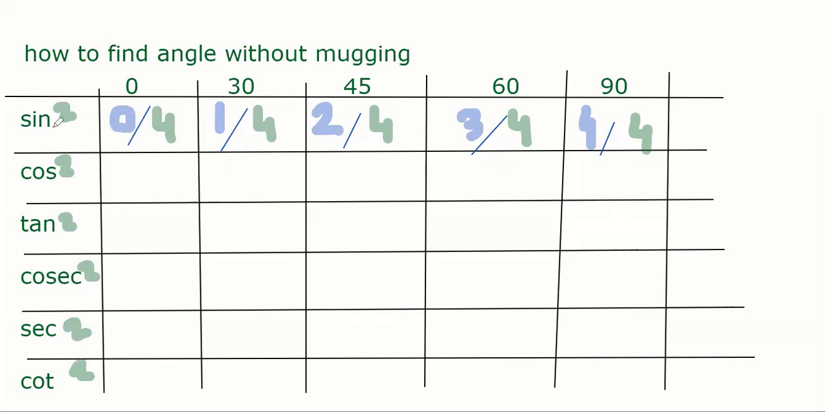For example, if I ask you what is sine 30, the sine square 30 is 1 by 4. So sine 30 is the square root, so 1 by 2. If I ask you sine 90, 4 by 4 means 1, square root 1. So what are those? They're the ratios, like 0 by 4, 1 by 4, 2 by 4 and all. That's what I'm telling you. It's the value of the angle.